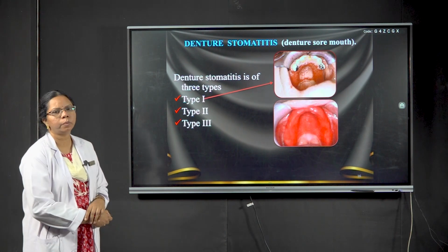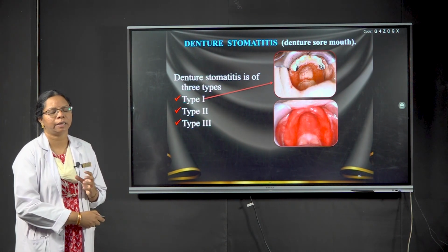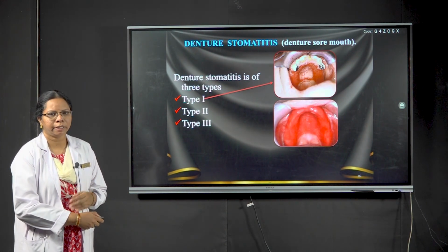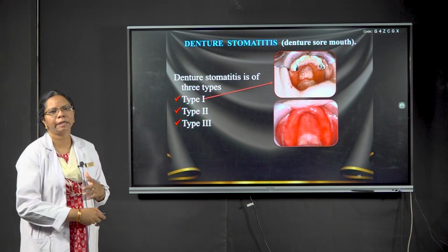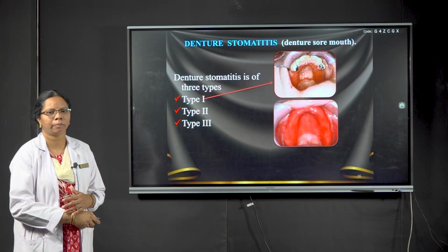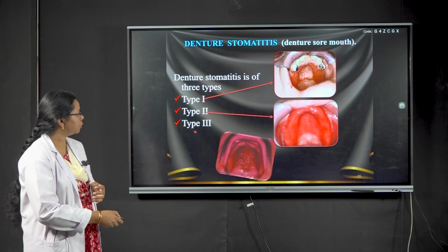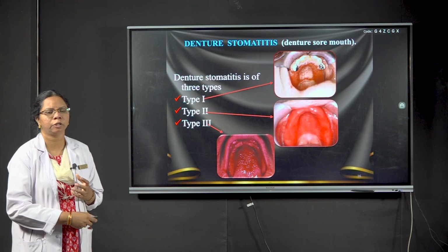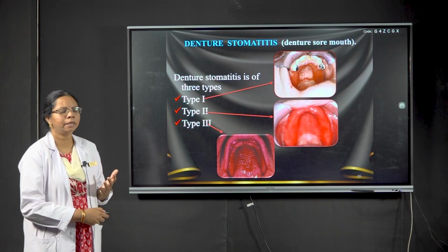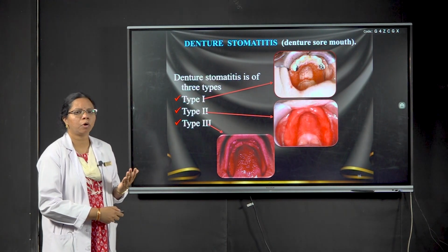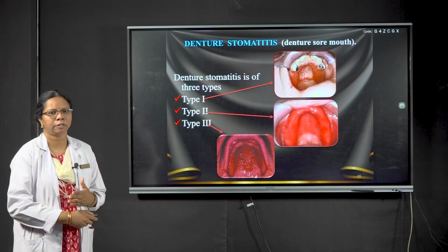In type 1, only a few areas of erythema are noted on the denture bearing area. In the second type, the entire denture bearing area will be erythematous. In the third type, along with the erythema, some granulation tissue is noted in the center of the denture bearing area. The maxillary denture bearing area is more commonly affected than the mandibular denture bearing area.